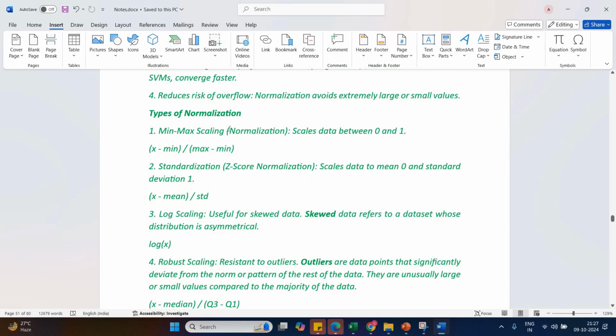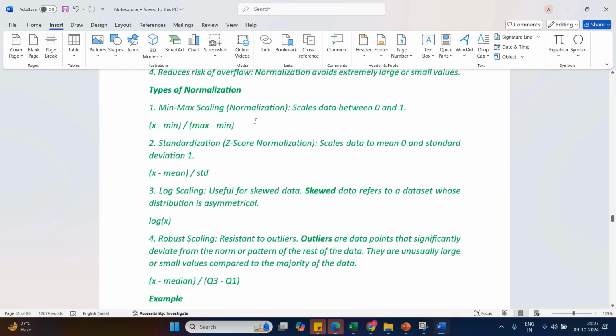Okay, so how many types of normalization are there? This is one method, min max scaling, where we scale the data between 0 and 1. How do we do it? (X minus min) divided by (max minus min). You find the minimum value in the data set, then the maximum value in the data set for a feature, and then you apply this formula.